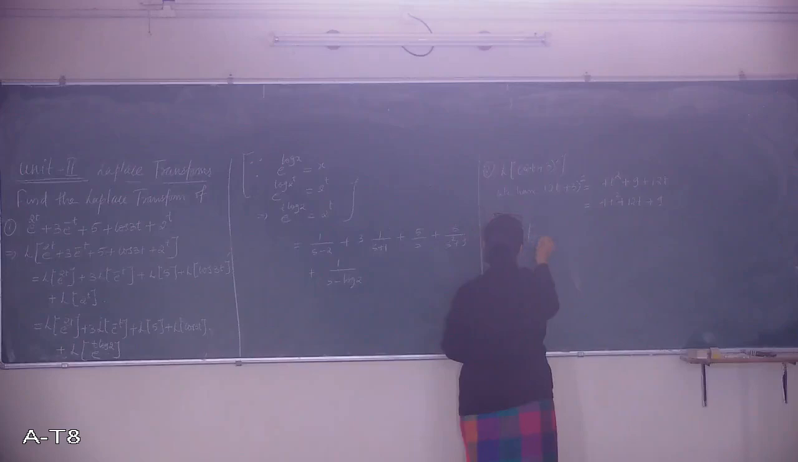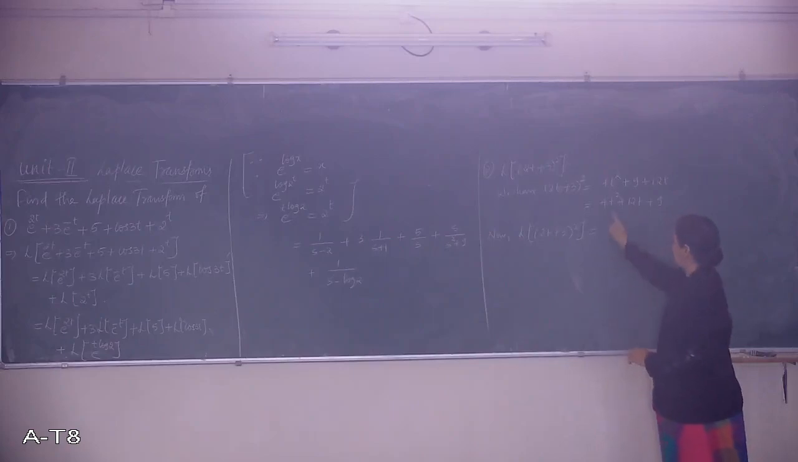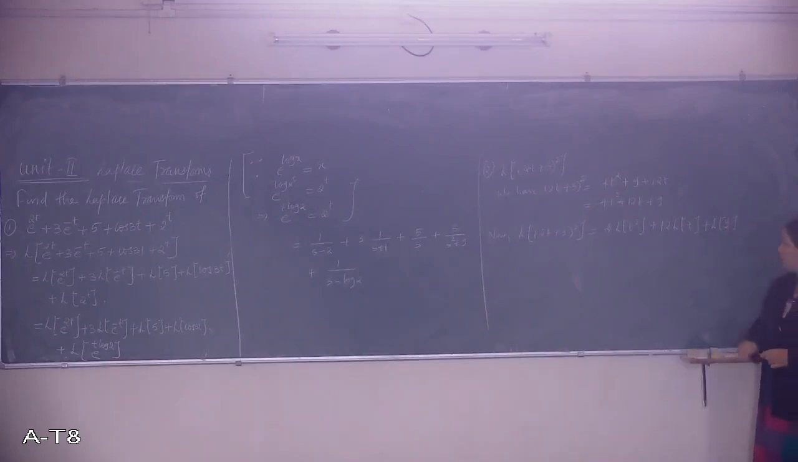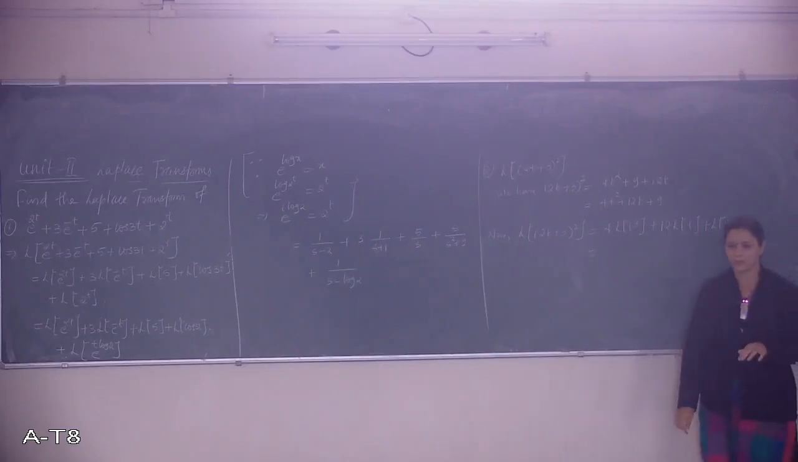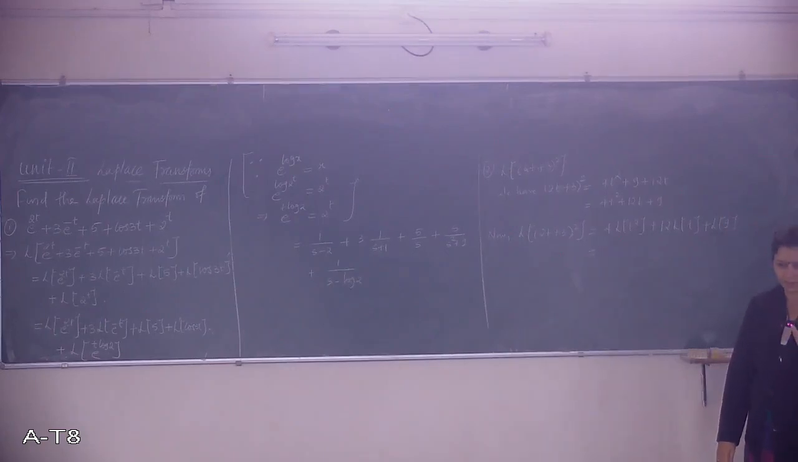Now Laplace transform of the given function, that is 2t plus 3 bracket square, is equals to 4 into, again here apply the linearity property, 4 into Laplace transform of t square plus 12 into Laplace transform of t plus Laplace transform of 9. Now see, in the first term the power of t is 2, and here the power of t is 1. So both are positive integers, right? So when n is a positive integer, what will be Laplace transform of t to the power n? It is n factorial upon s to the power n plus 1, right?